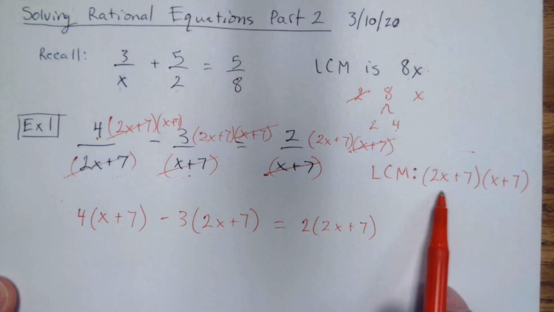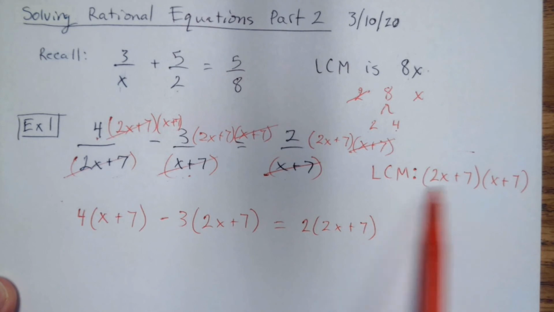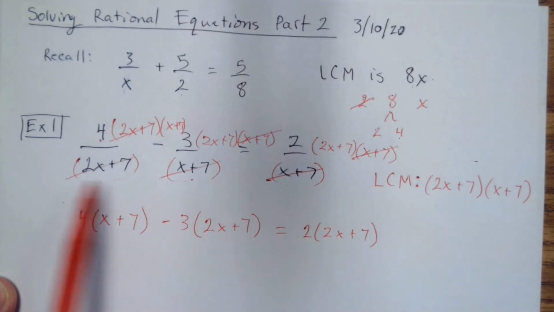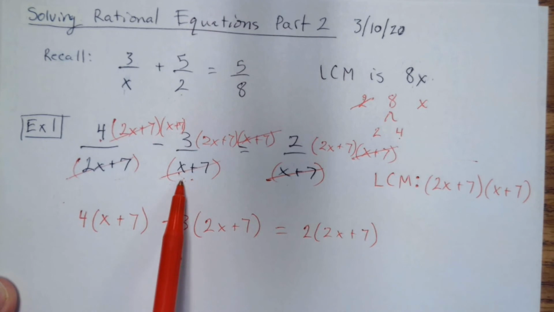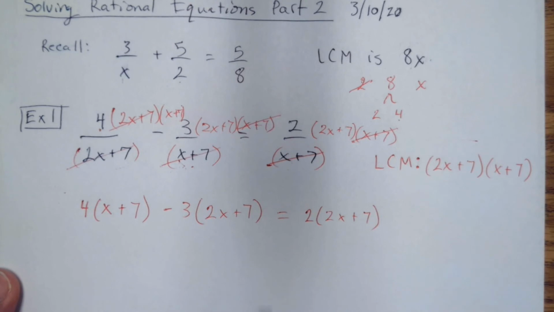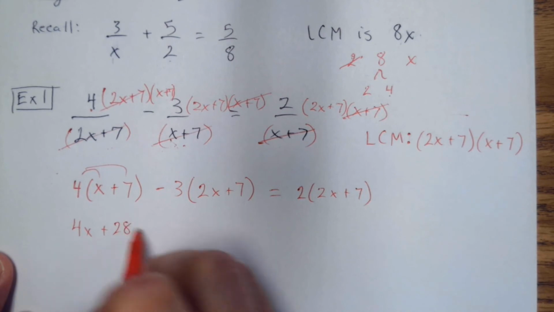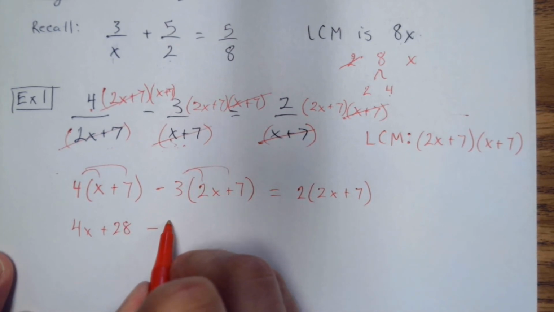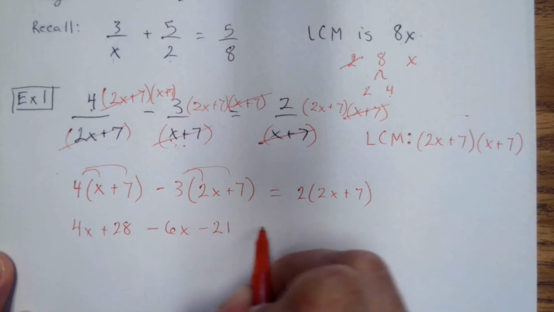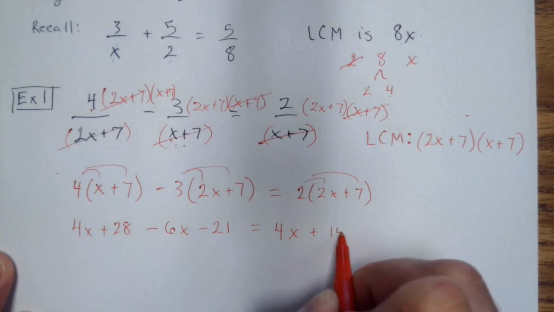So the weird part, I think, maybe is getting the least common multiple. The least common multiple is just all the different pieces from the denominators. When a different piece repeats, you don't have to write it 2 times over here. You just have to make sure you get every single piece. Any repeats, you don't repeat. So then you distribute: 4x plus 28 minus 6x minus 21 equals 4x plus 14.